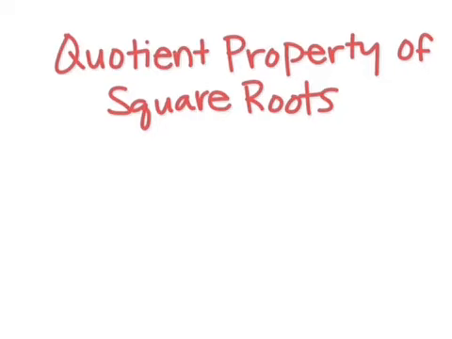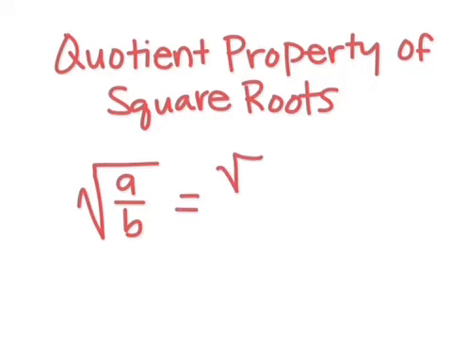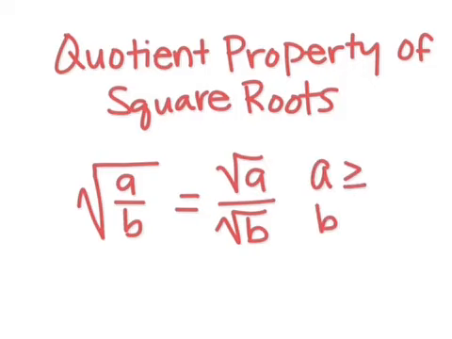Much like the product property, the quotient property of square roots is going to help us simplify radical expressions. Here's how it works. The quotient property tells us that the square root of a divided by b will be equal to the square root of a divided by the square root of b, as long as a and b are both greater than or equal to, you got it, 0.